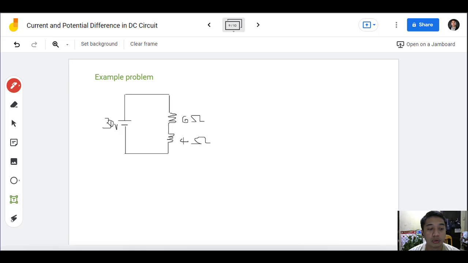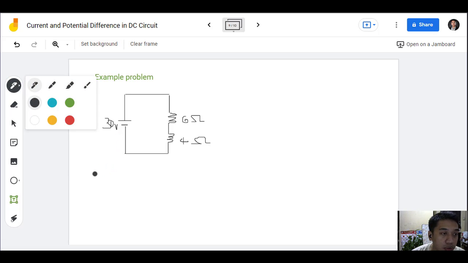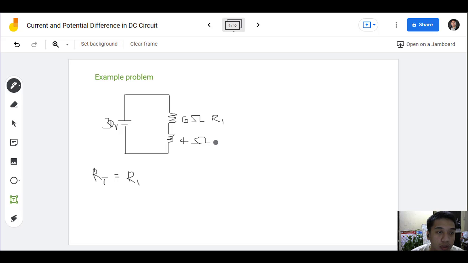Now, to check the total resistance, we use the formula. Let's say this is R1 and this is R2. Then we add the other resistor, that will be equal to 6 plus 4. That will be equivalent to 10 ohms. So that will be our total resistance.